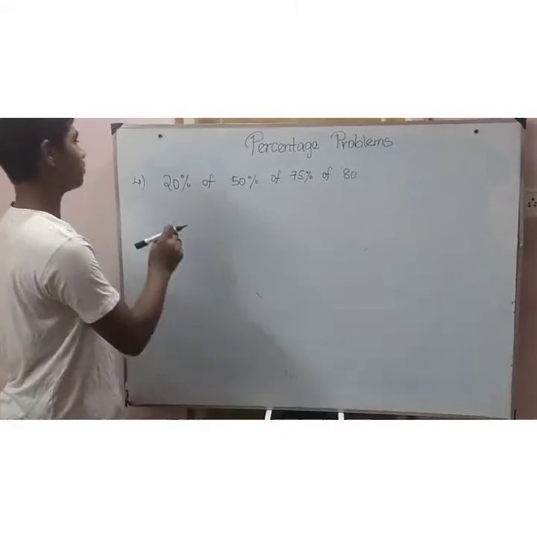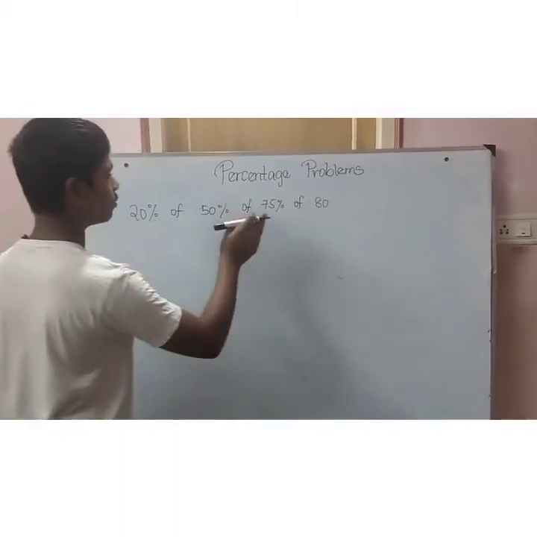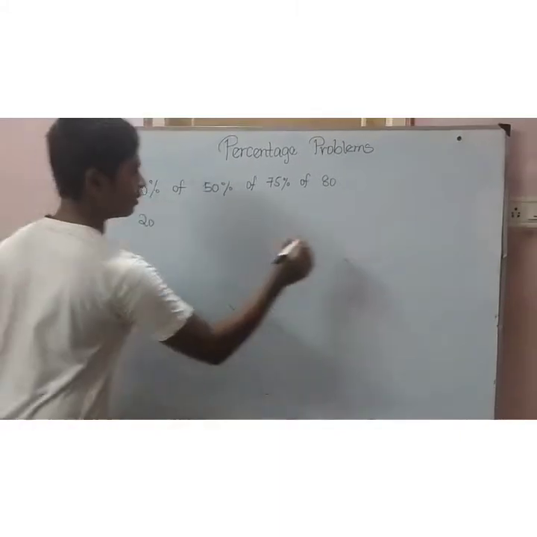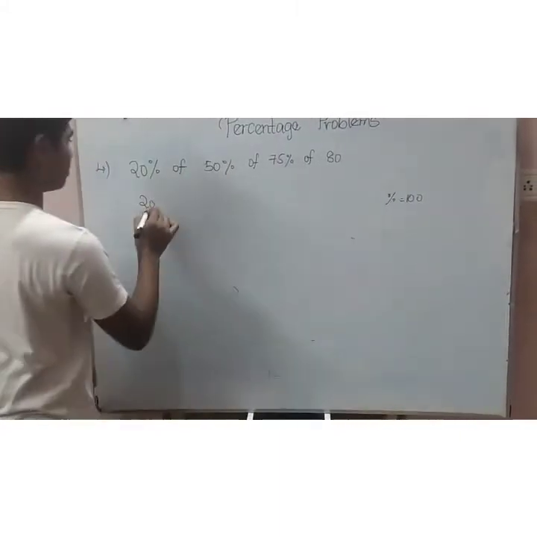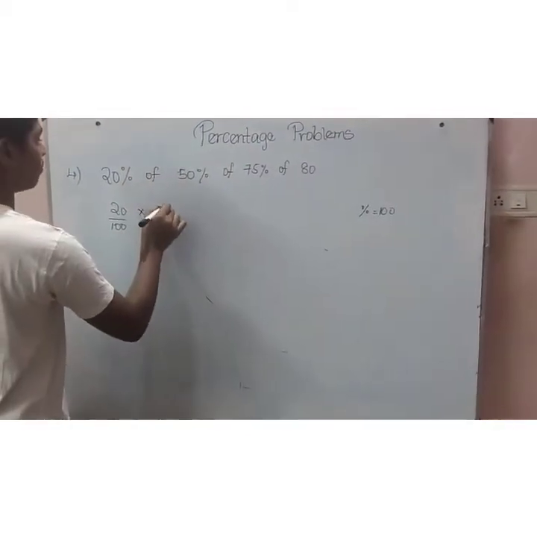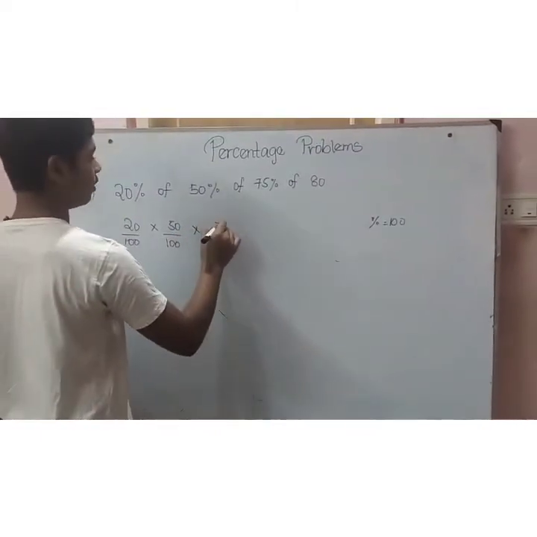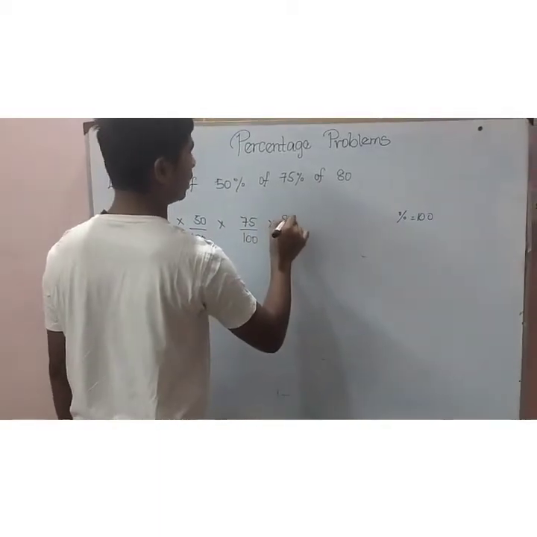The fourth problem. I will read the question of the fourth problem, that is 20% of 50% of 75% of 80. Now 20% means 20 by 100. Of means into. 50% means 50 by 100. Of means into. 75% means 75 by 100 into 80.